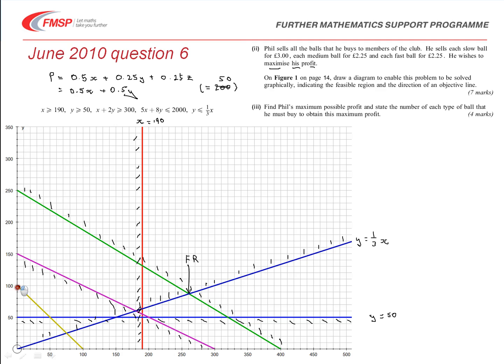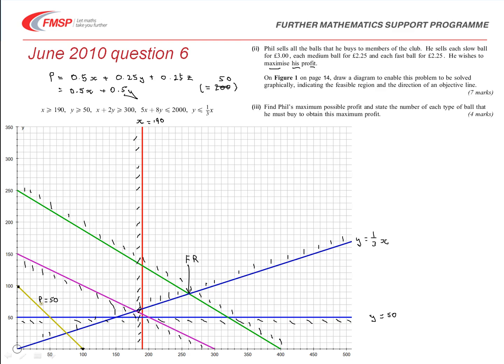So you can see here, I've drawn in initially an example of a profit line. So this is the profit line for P equals 50. Okay, so that's the objective line that we're required to draw. Remember, we can set P to any value we like in order to draw a profit line.